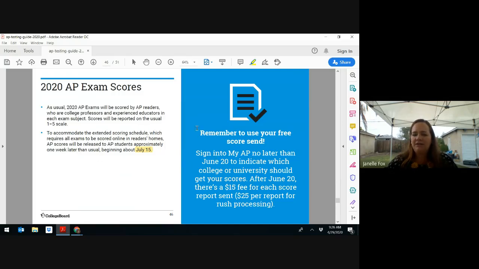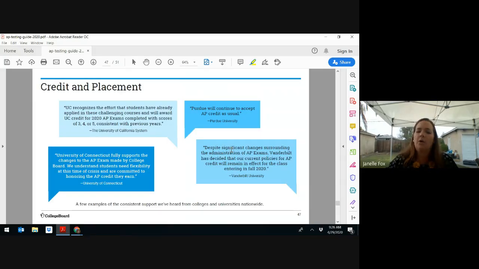They said if you need to send your score to a particular college, you can sign into My AP no later than June 20th. But if you do it after June 20th, then it costs more money. So my seniors, you guys are going to want to do this, right? Make sure that you sign into My AP no later than June 20th to get that score sent over to your college.